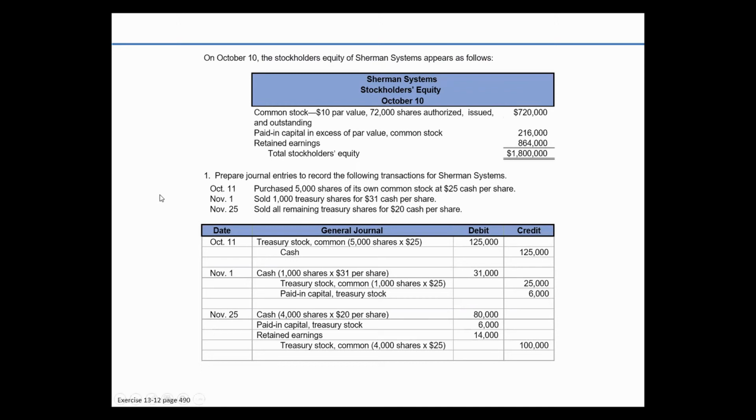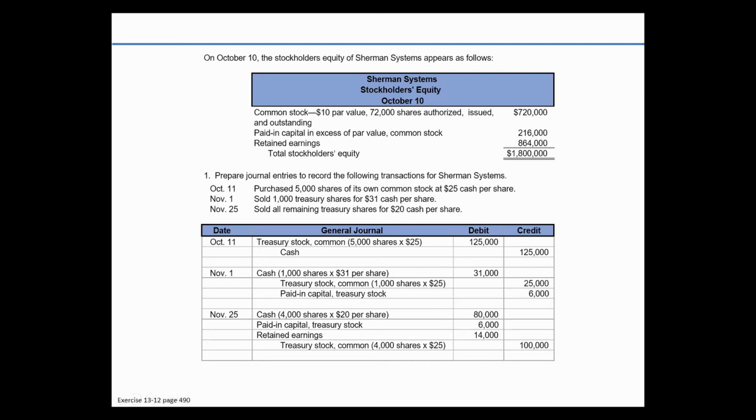The first thing we need to do is prepare the journal entries to record the following transactions for Sherman Systems. On October the 11th, we purchased 5,000 shares of its own common stock at $25 cash per share. So we have treasury stock common, 5,000 shares at $25 a share. Debit is 125,000. We would credit cash 125,000.